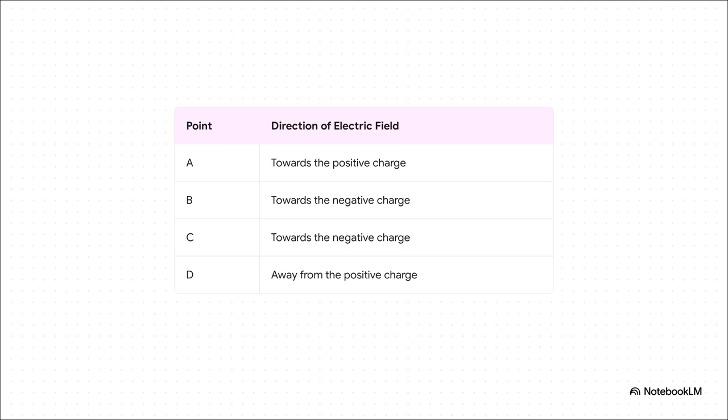Now at point C, just past the negative charge, the pull to the left from the nearby negative charge is stronger than the push from the faraway positive one, so the field points left, towards the negative charge. And finally, at point A, the table tells us the direction is towards the positive charge, which is the net result of the forces in this specific layer.